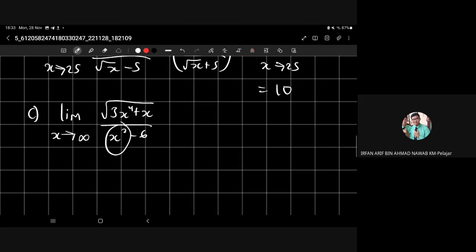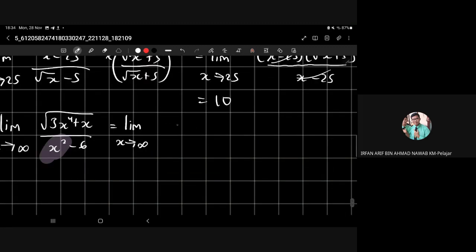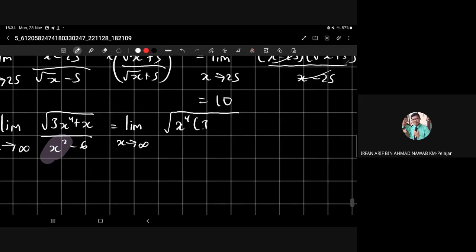But for me, I use this method, which is to factorize. First I determine the highest power in my denominator here, which is x squared. So I should get limit as x approaches infinity, where if I factorize our numerator, which is x to the power 4, but later I'll show you why I factorize x to the power 4. So it will be 3 plus 1 over x cubed, divided by x squared, 1 minus 6 over x squared.